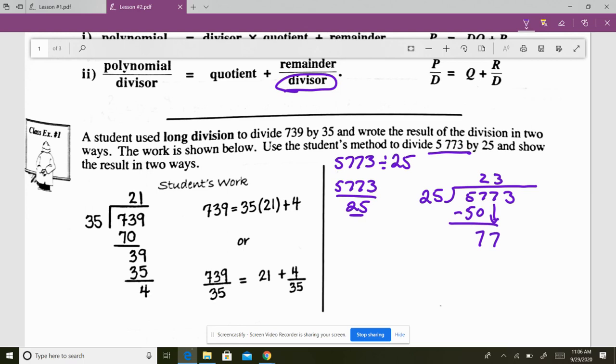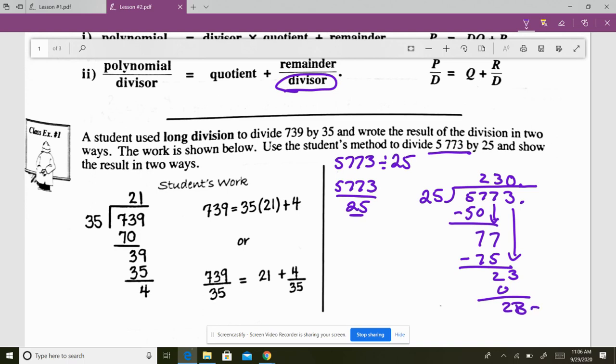3 times 25 is 75. Subtract them again. You get 2. Bring down the 23. Does 25 go into it? No, it does not go into it, right? You could do 0, blah, blah, blah. You would get 0. Subtract them, and you get 23. And there's nothing else to bring down, right? We're essentially at a decimal. Everybody agree with that? Okay.